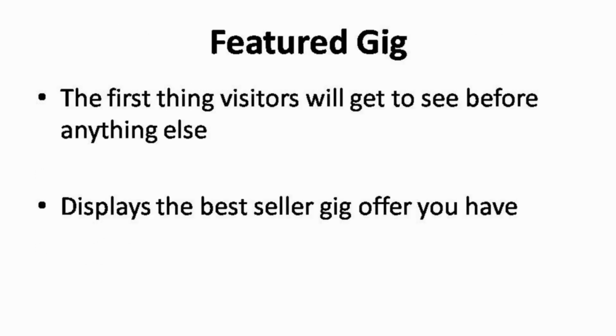As mentioned, the featured gig would be the first thing the visitors will get to see before anything else. Regardless as to whether you are being featured by Fiverr or not, the featured gig picture will be shown in the search results. It will be the bestseller gig offer that you have at that moment. When the visitors click on the featured gig, they will then be directed to the gig page. From there on, they may click on your profile picture to check out what else you can offer them.